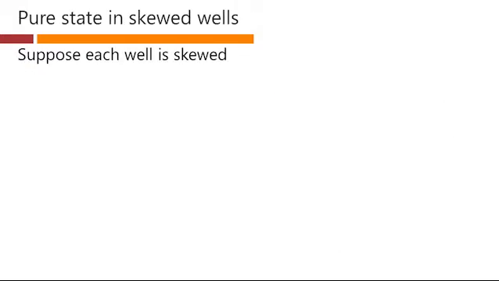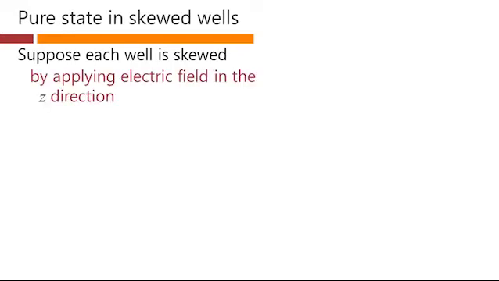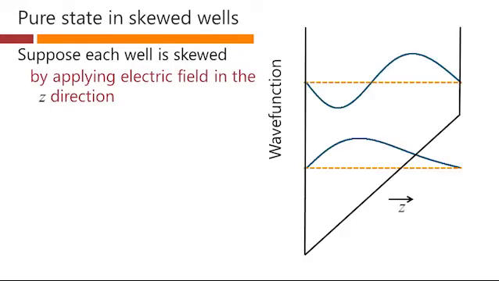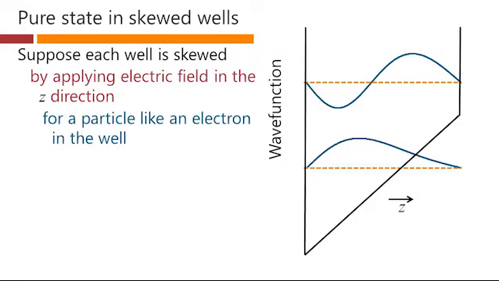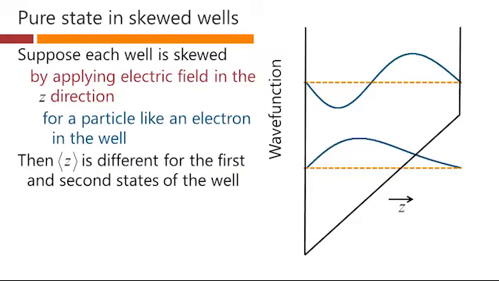Let's take another example. Let's suppose that each well is skewed by applying an electric field in the z direction. So here's a skewed well, and we've looked at this problem. The details of it don't matter here, but for example, this might be the first possible state in this skewed well, and this might be the second. So this could be an electron in the well. Now, in this case, the expectation value of z is different for the first and second states of the well. In this case, actually, the electron is slightly more likely to be found towards the left-hand side of the well, and in this case, the electron is actually slightly more likely to be found towards the right.